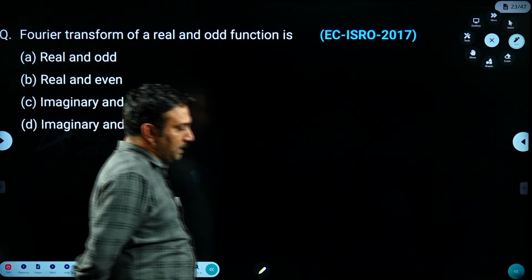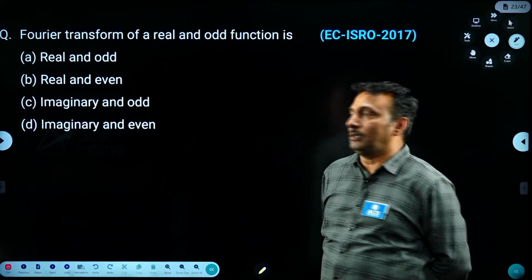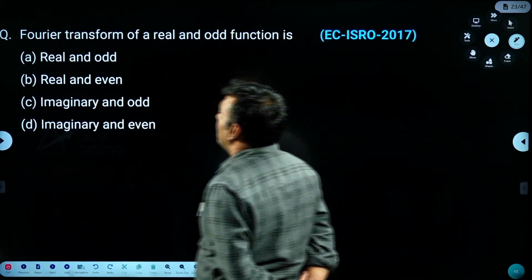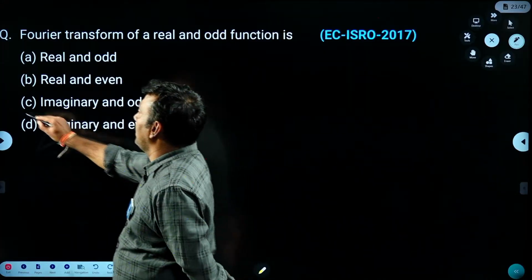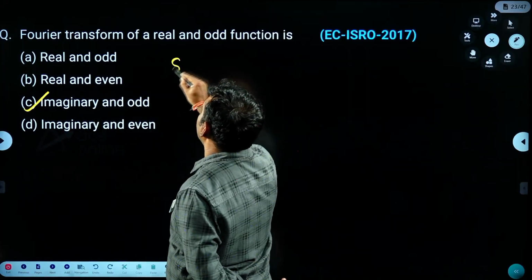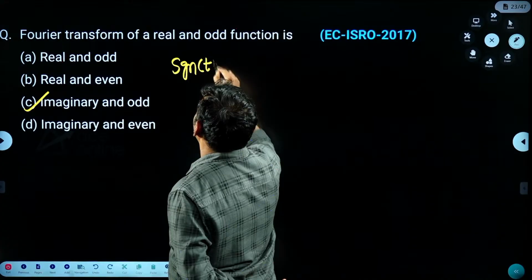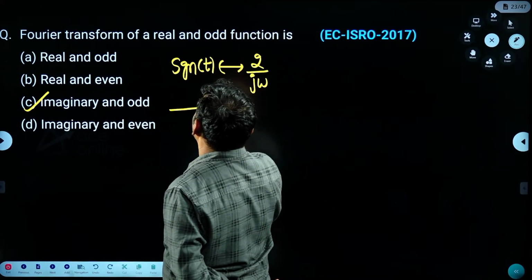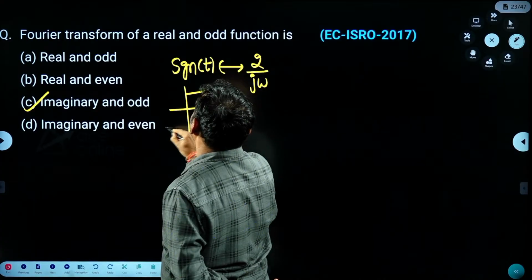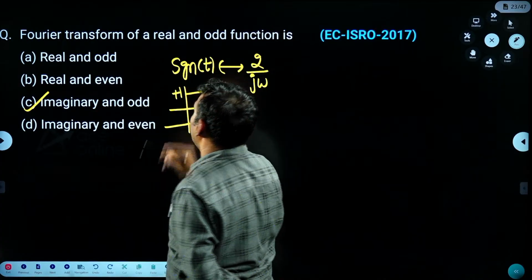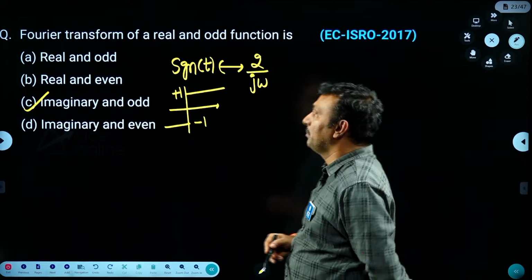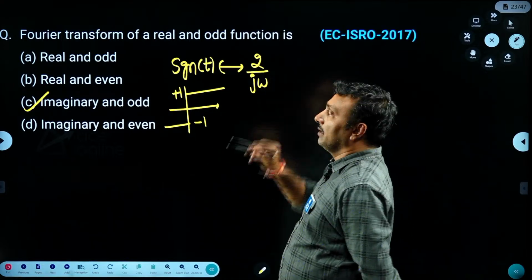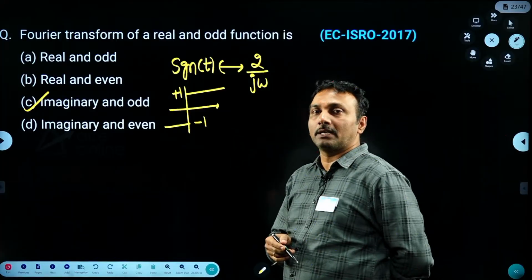What is Fourier transform of a real and odd function? Real and odd becomes imaginary odd. One simple example, signum Fourier transform is 2 by j omega. Signum function is real as well as odd signal, plus or minus 1 amplitude, real numbers. Of course it is odd. Spectrum is imaginary and odd. When you draw the phase spectrum, you will get plus or minus 90.